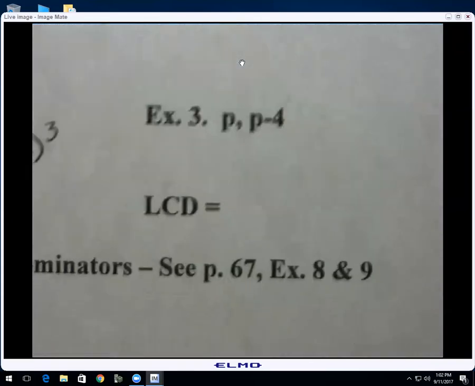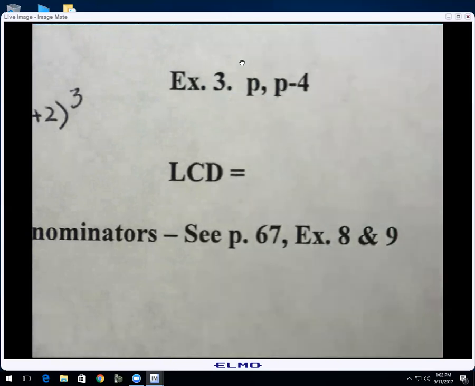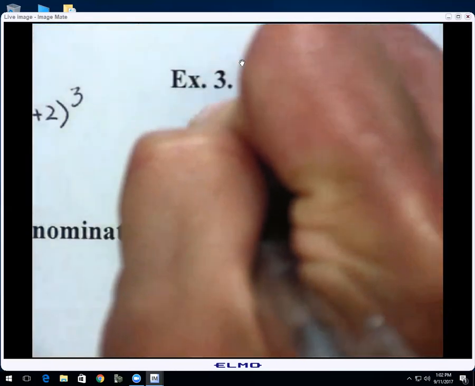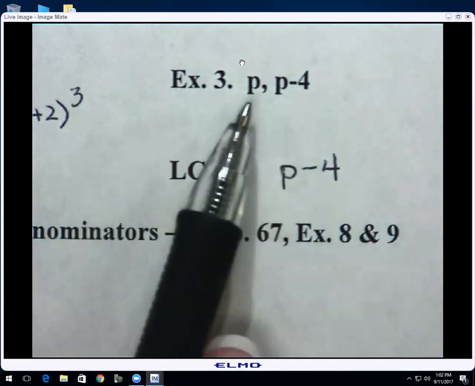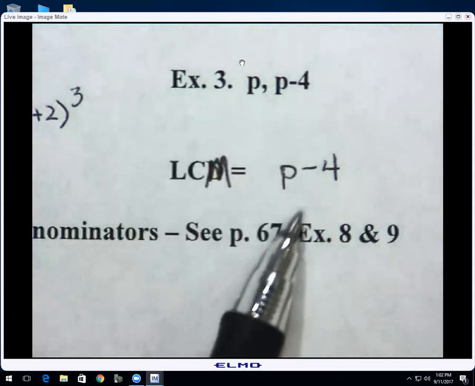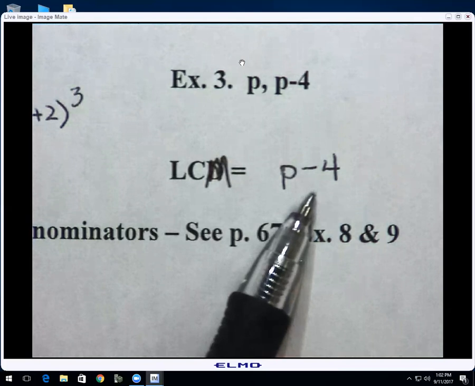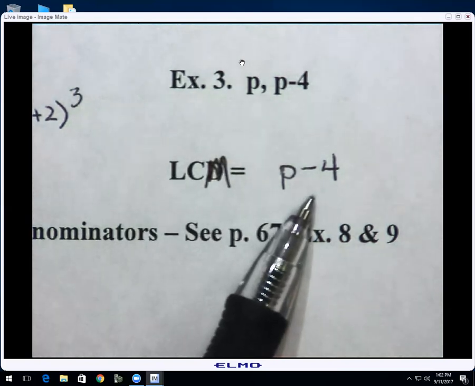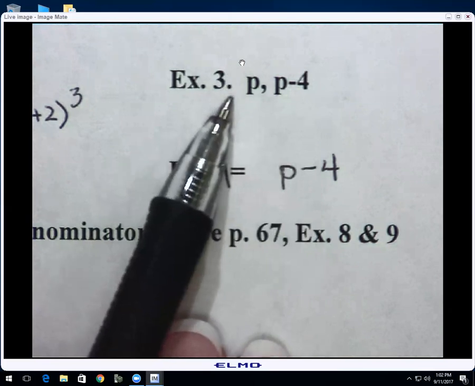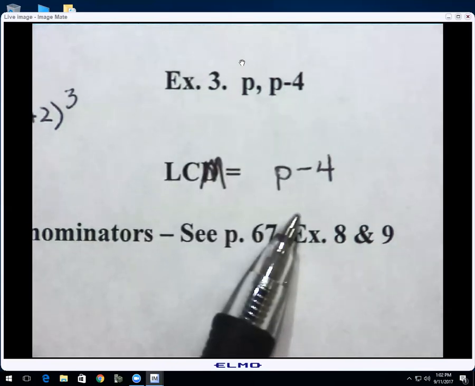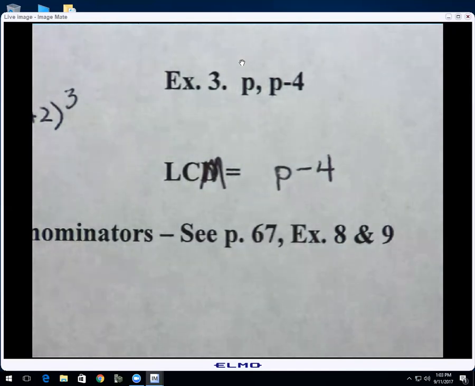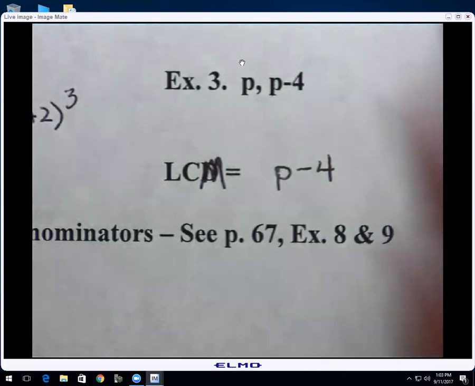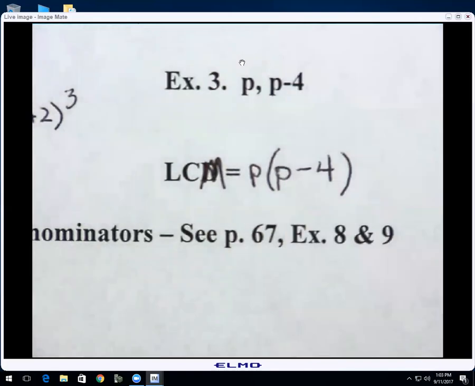All right, one more. My made up example 3. The reason I made up number 3 is because I have people mistakenly tell me that the LCM is p - 4. And I say, oh yeah, what do you multiply times p that makes it become p - 4? Occasionally somebody says negative 4, and I go, p times negative 4 is p - 4? It's not. So what goes in the LCM? p times (p - 4).